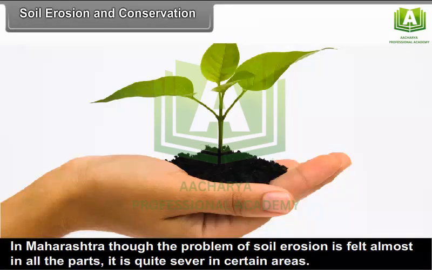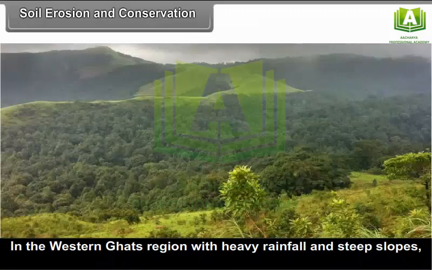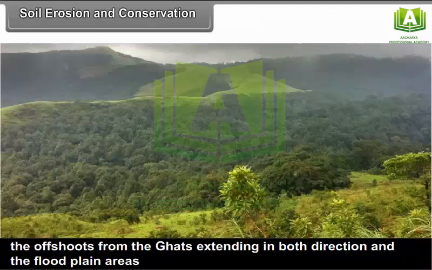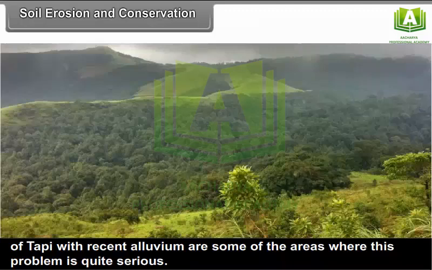In Maharashtra, though the problem of soil erosion is felt almost in all the parts, it is quite severe in certain areas. In the Western Ghats region, with heavy rainfall and steep slopes, the offshoots of the Ghats extending in both directions, and the floodplain areas of Tapi with recent alluvium are some of the areas where this problem is quite serious.